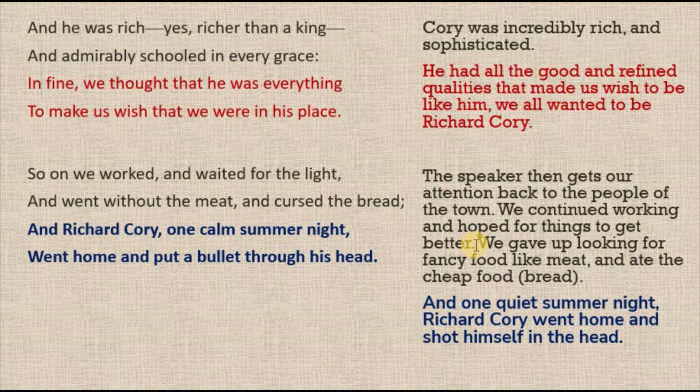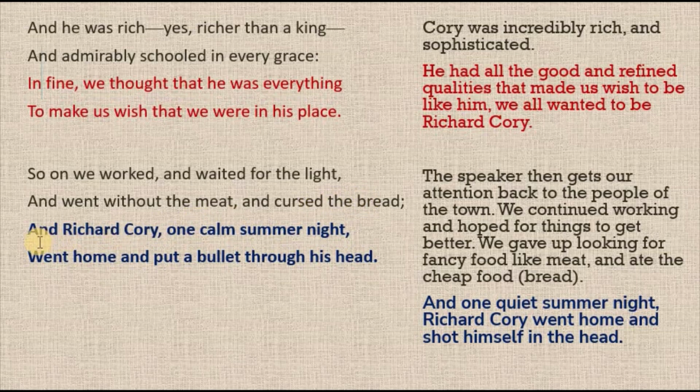Okay. And went without the meat. So we gave up looking for fancy food like meat and ate the cheap food, bread. So this is the situation. And that's what makes people admire and aspire to be like Richard Cory. This is part of what makes people feel that Cory's situation and life is contrastive to their own situation. They feel that they suffer and struggle, unlike Richard Cory, who seems to be living a very beautiful, happy, luxurious life. But what happened in the last two lines?